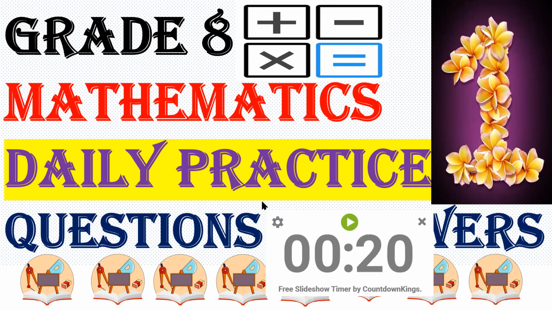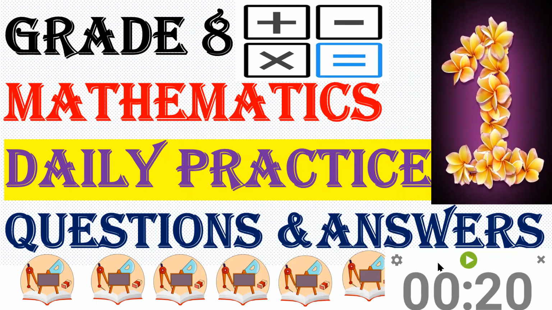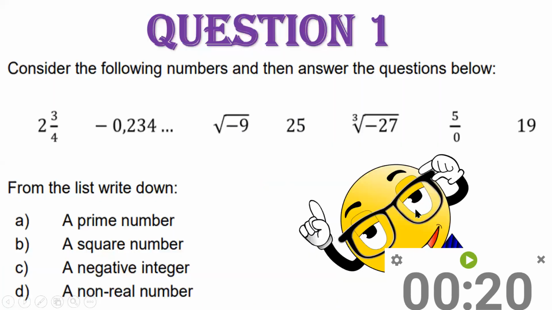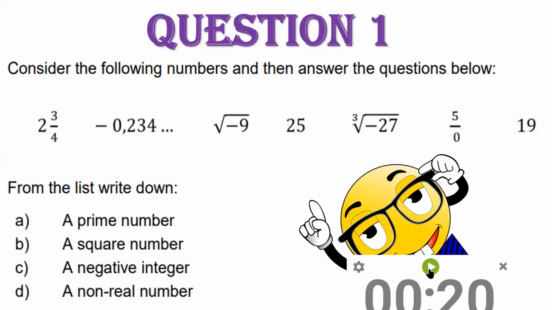So you will have 20 seconds for each question to try. If you need extra time, please pause the video and try. Question 1. First of all, let's check what they are asking. From all these numbers, we are going to choose a prime number, a square number, and so on. So please try. You have 20 seconds to choose each number.